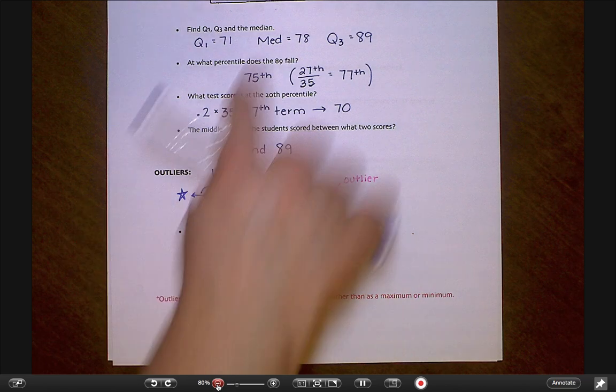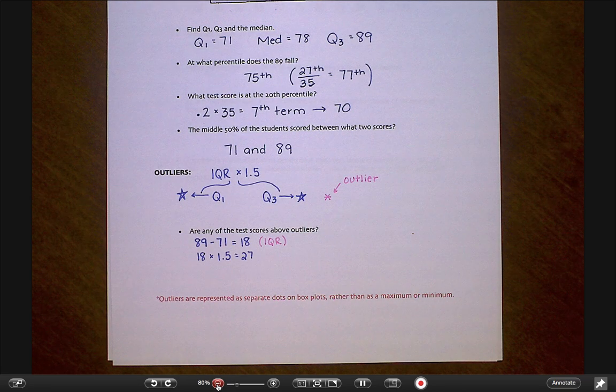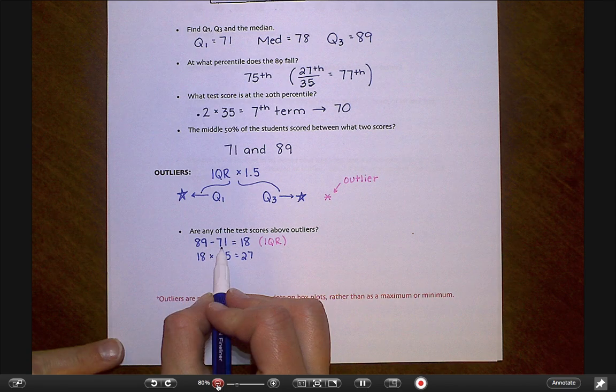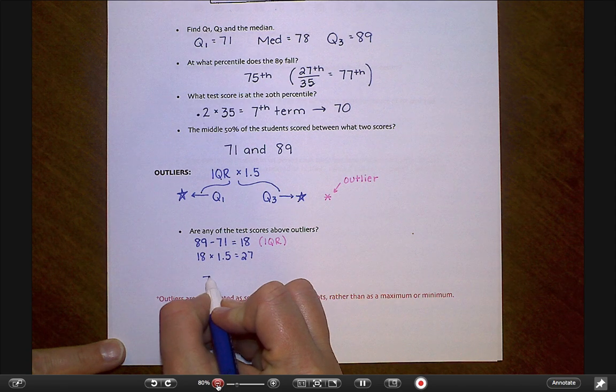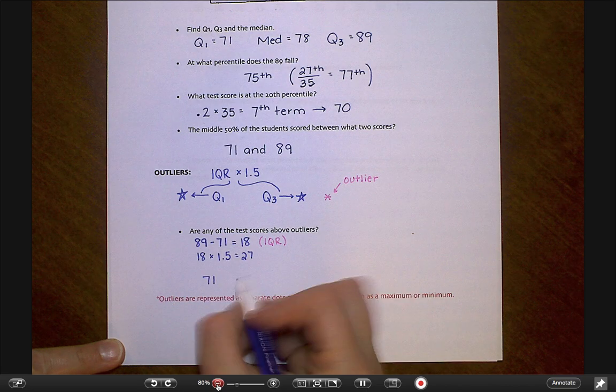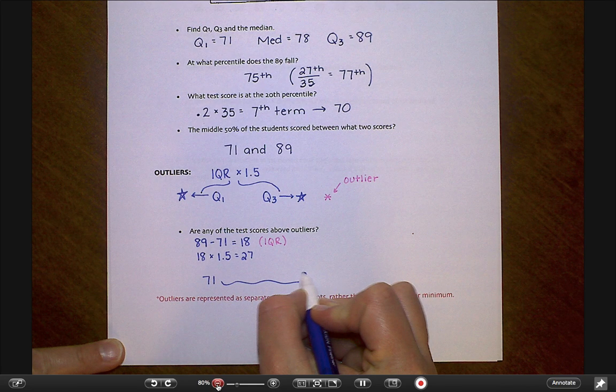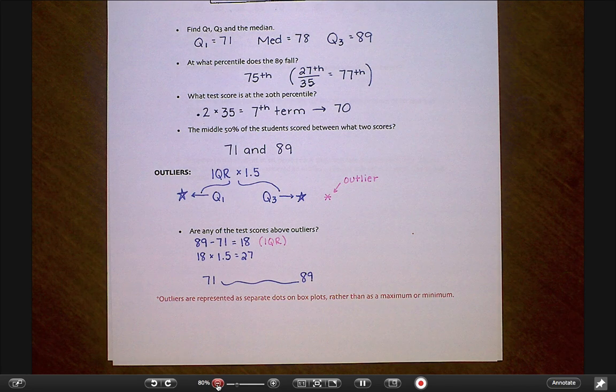So if we think about our data set up here, if I had set it up on a box and whisker plot, that quartile 1 of 71 would be here, and my quartile 3 of 89 would be here. Okay, that's Q1 and Q3.